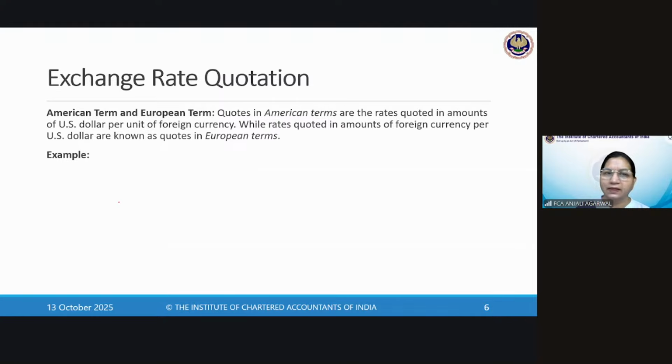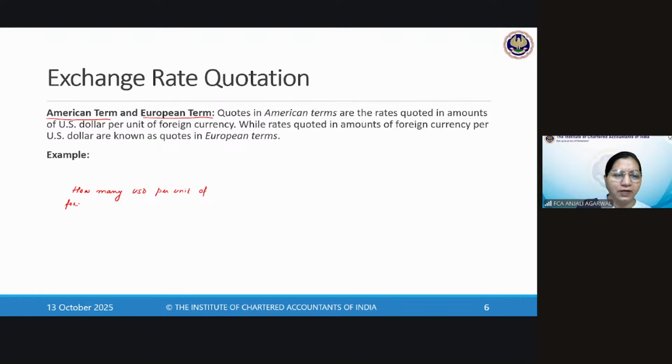Further, there are two ways in which you can quote a rate, American term and European term. So when I say the quotes in American term, these are the rates which are quoted in amount of how many US dollar per unit of another currency.